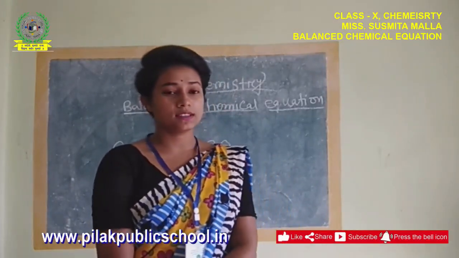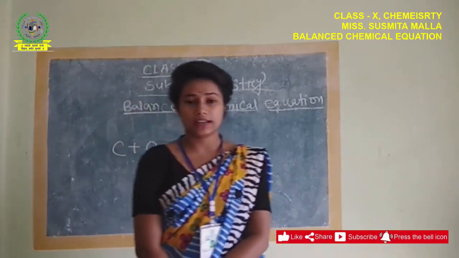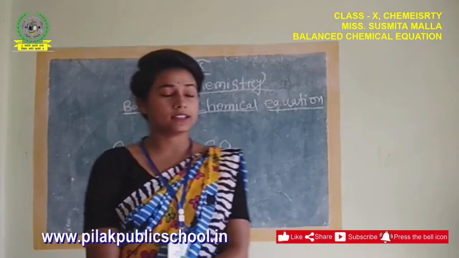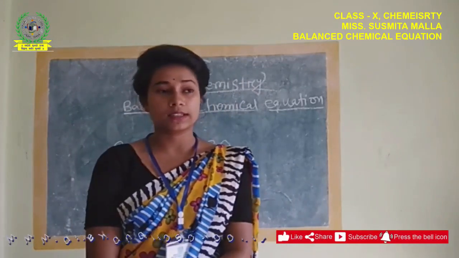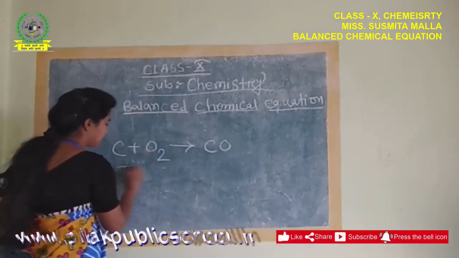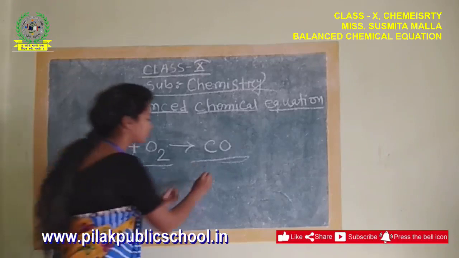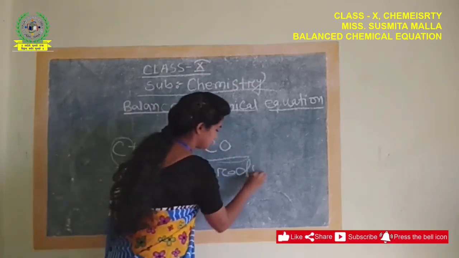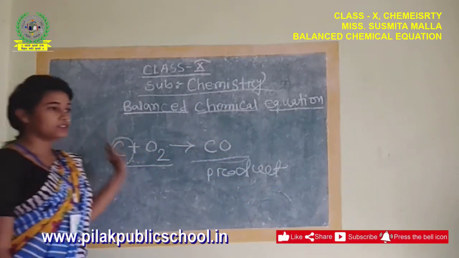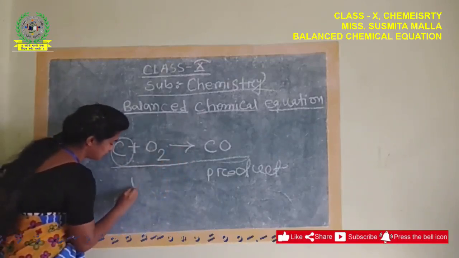Today we will discuss the topic balanced chemical equation from class 10. Firstly, we learn why a chemical equation needs to balance. We know mass can neither be created nor destroyed. That means the total mass of the elements in the products in a chemical reaction has to be equal to the total mass of the elements present in the reactants.